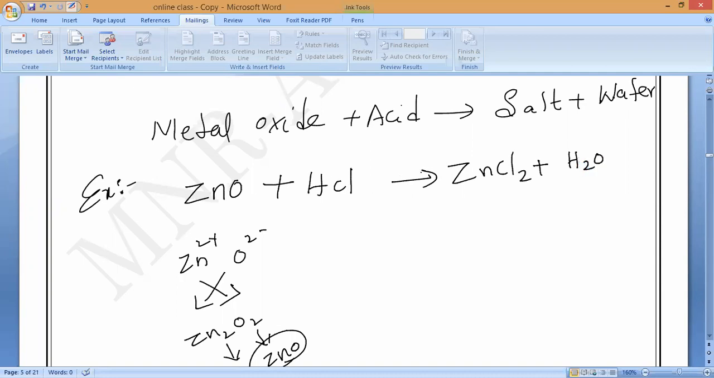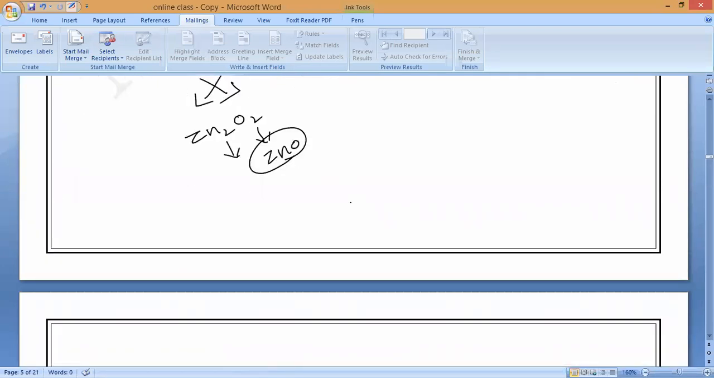Do you understand? So that is what we want. ZnO, correct or not? Zinc oxide, a metal oxide, reacting with the acid. Now, one more example.